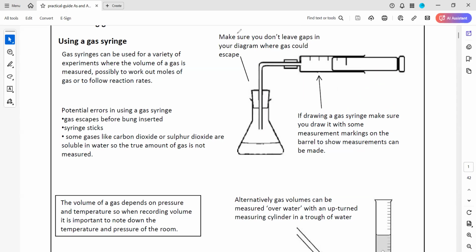You have to make sure you don't leave a gap in your diagram where the gas could escape, as you can see here. And if you draw a gas syringe, you have to make sure you draw measurement markings. When you're drawing these gas syringes, even in the questions, there should be markings on the gas syringe.